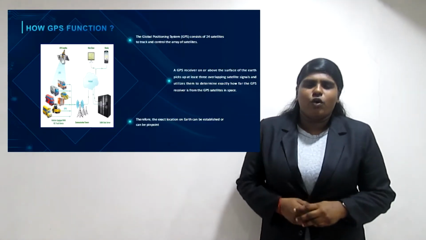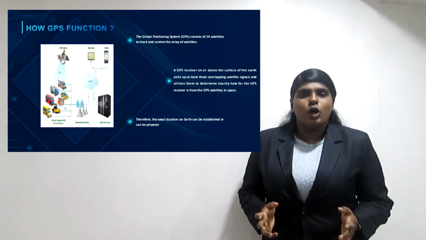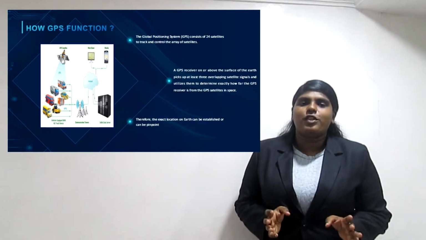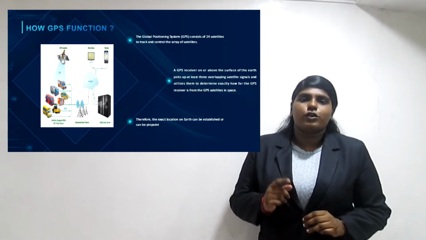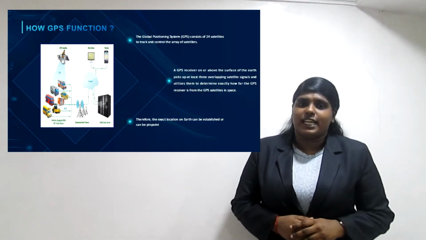Now we need to know how GPS functions. Global Positioning System consists of 24 satellites to track, control, and the areas of satellites.